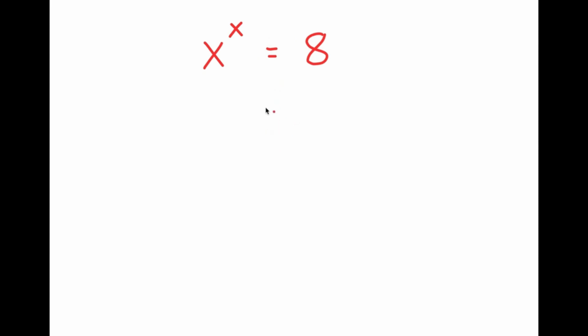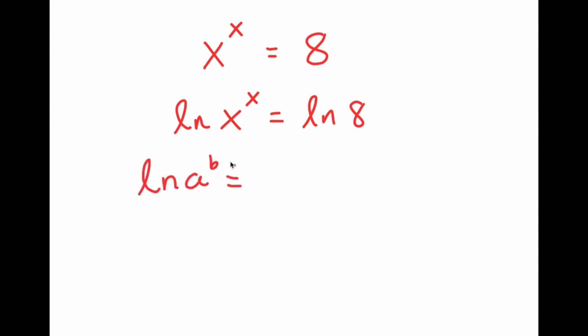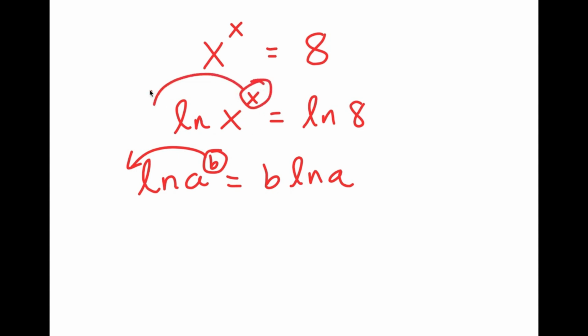To solve this, I'm going to first start by taking the ln, or natural log, on both sides. So I'll get ln x to the power of x is equal to ln 8. A helpful property of logarithms is that if I have ln a to the power of b, I can move this exponent to the front, so this turns into b times ln a. So in this case, I have ln x to the power of x, and I can move x to the front. So now I get x times ln x is equal to ln 8.